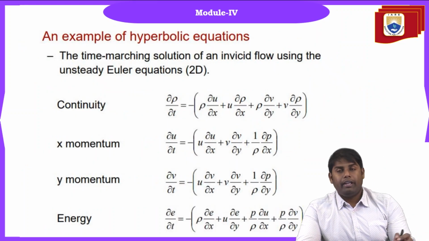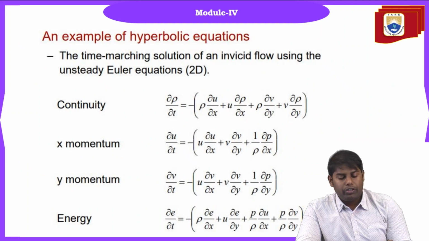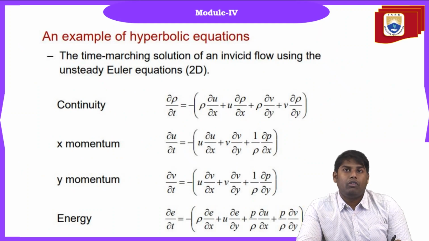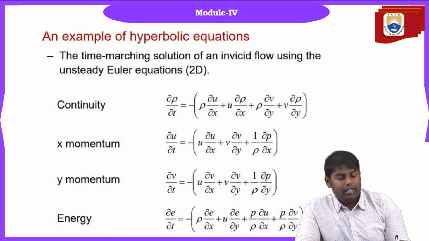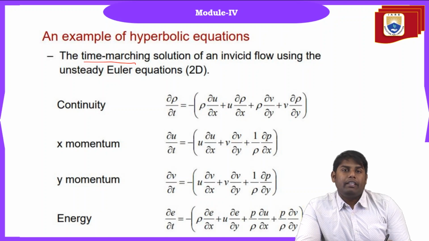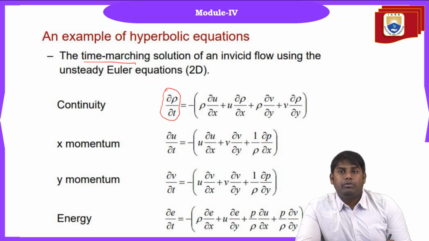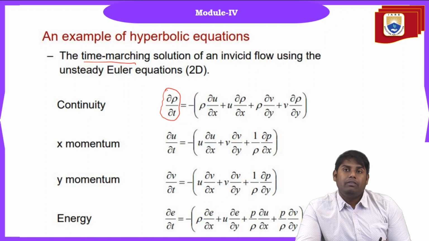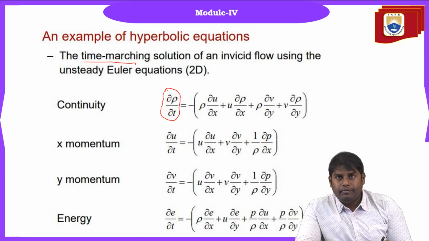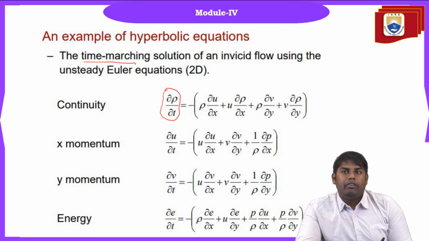Next, here you can see the time marching solution of an inviscid flow using the unsteady Euler 2D equations. As I told you, whenever we say time marching, the time derivative term, or the unsteady term, should be present in the equation. When we see this equation, this is the continuity equation, where the flow is inviscid and compressible.